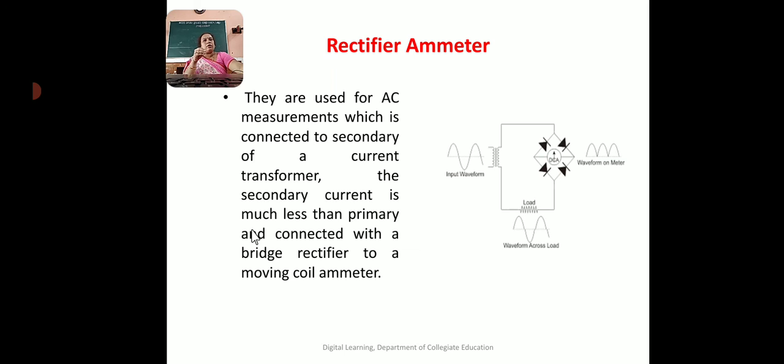Disadvantages are error due to temperature and decreased sensitivity in AC operation. So this is the rectifier ammeter. So students, I hope you have got a good understanding of the concept of the AC ammeter.